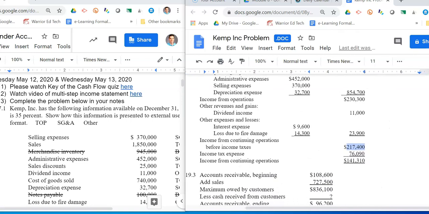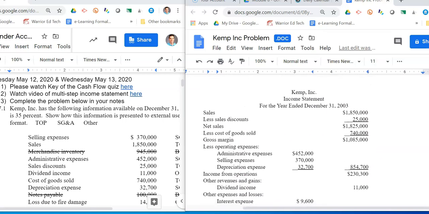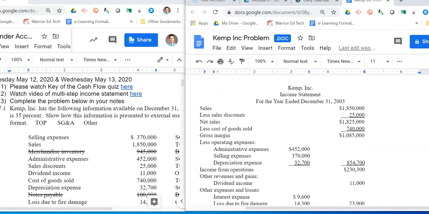If we review here, our new verbiage is income from operations. We didn't call it that before. We just called it EBIT, but now it's income from continuing operations. We take out all of our others. We talked about that in Module 6. When we bought and sold assets at gains and losses, those gains and losses go in here. Interest expense, dividend income, all those other pieces go in here. Then we take out our taxes and we get income from continuing operations. So there, folks, is your multi-step income statement, Kemp Inc.